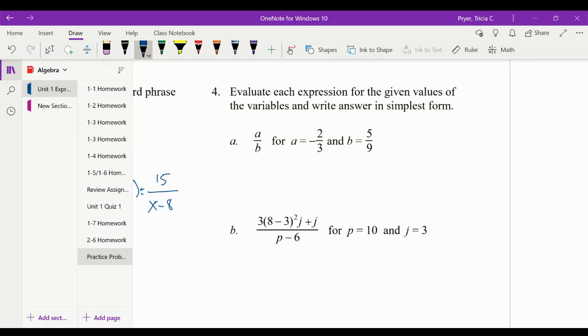All right. So on number 4A, we have A divided by B, or A over B. And we're evaluating for when A is negative 2/3 and when B is 5/9. So we're going to have to substitute those values in for A and B.